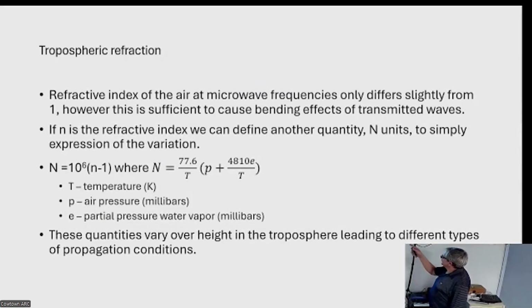And so you can see that this is a pretty well accepted expression relating N units to things like temperature in degrees Kelvin, air pressure in millibars, and partial pressure of water vapor in millibars. And again, because these vary over height within the troposphere, they can cause waves to either bend away, bend toward, or even duct in some cases.